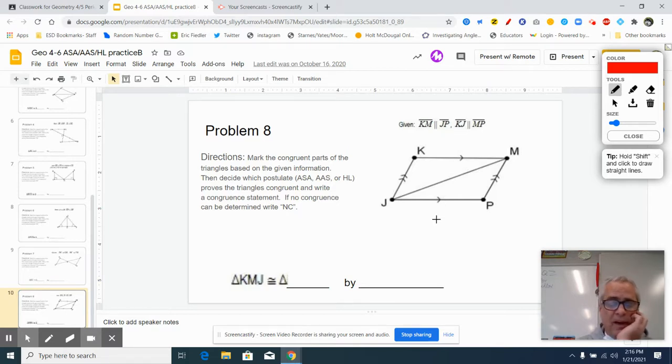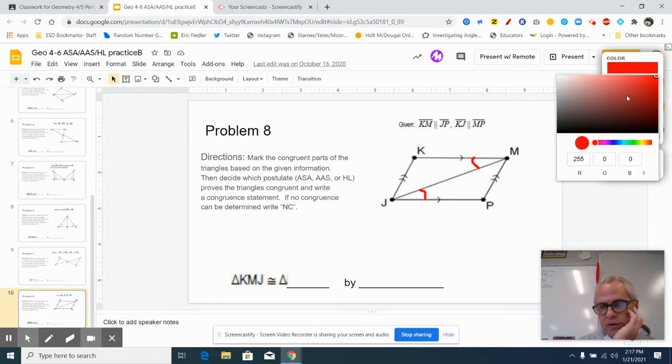Now, when you have all those angles, same side interior, corresponding, alternate interior and alternate exterior, those rules apply if you have parallel lines. So if you look at KM parallel to JP, those are my parallel lines. JM is a transversal. This angle right here and this angle right there have to be congruent because if lines are parallel, alternate interior angles are congruent.